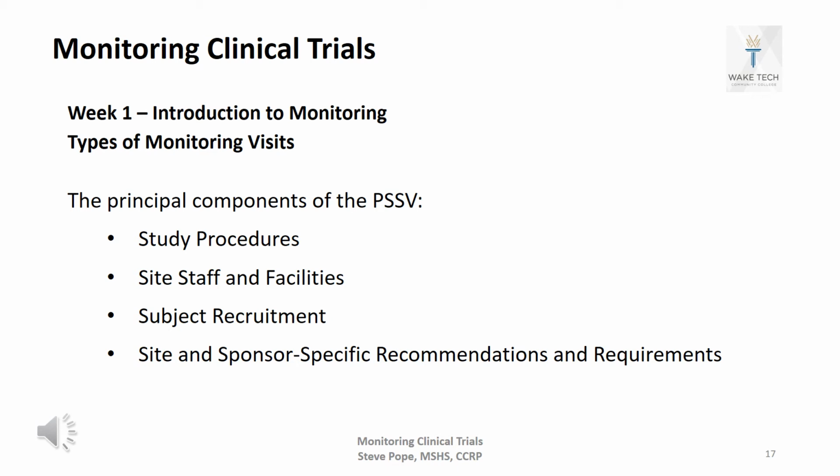Subject recruitment. Do they have access to a suitable number of subjects, where they can meet the enrollment requirements that we're looking for on our trial? And then finally, we're looking at the site and sponsor specific recommendations and requirements. So at the end of the visit, does the CRA recommend that the site be used? Does the site meet the sponsor specific requirements, such as experience using specific equipment or conducting specific procedures? Do they have the type of facility needed? Can they conduct, say, overnight stays, things like that? Those are some of the things we need to assess during this visit to determine if this site is going to meet our needs.